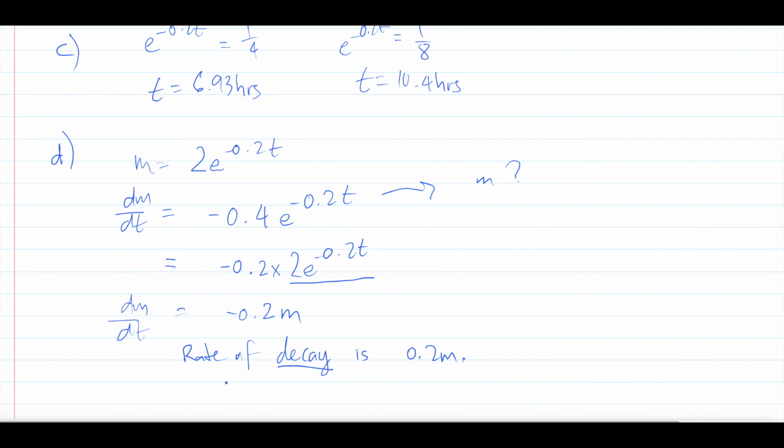For me, generally, if I try to keep it safe, I would say rate of decay is dm/dt equals negative 0.2m. That's my safe way of writing this, as that's generally going to guarantee you the marks.